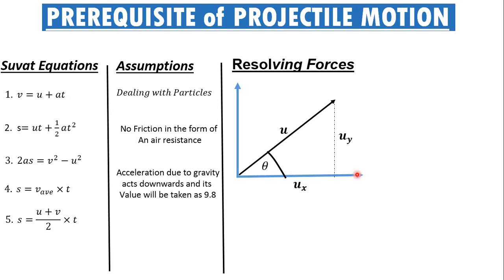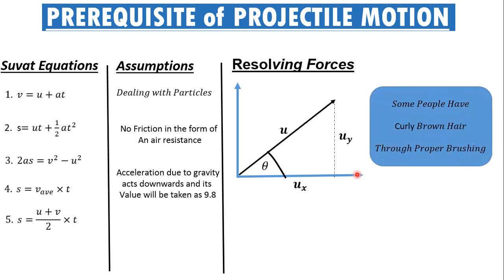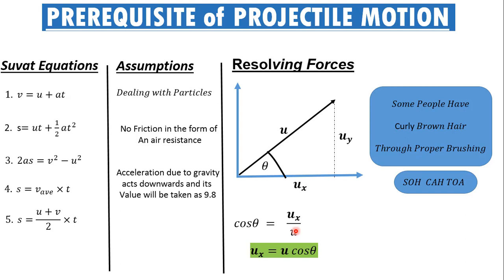Now students, as you are well aware of these two statements, whether you use "some people have curly brown hair through proper brushing" or SOHCAHTOA, you have to write this in the form of trigonometric ratios. The first trigonometric ratio is the cos of theta, which equals the adjacent side over the hypotenuse, that is Ux over U. If we arrange them to find the horizontal component, it equals U times cos of theta, where theta is the angle with the horizontal.